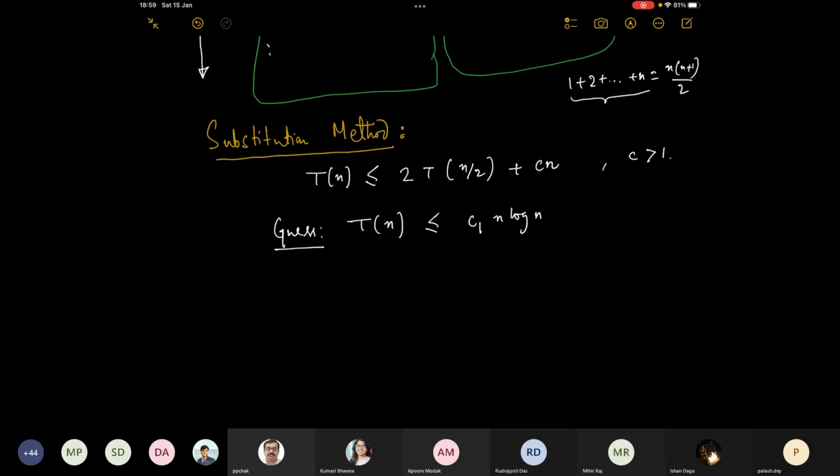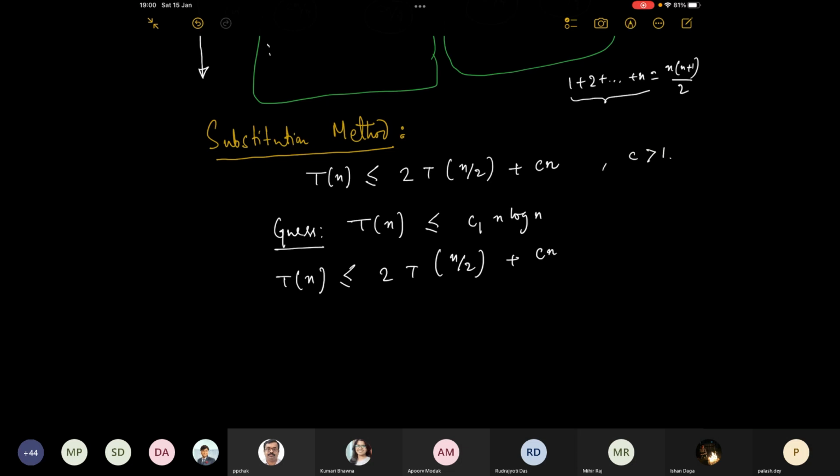For the inductive step, the base case will be taken care of by assuming T(1) equals 1. So the base case is taken care of. For the inductive step, I have assumed that this works for 1 to n minus 1. Now I will prove it for n. So T(n) is less than or equal to 2T(n/2) plus Cn.